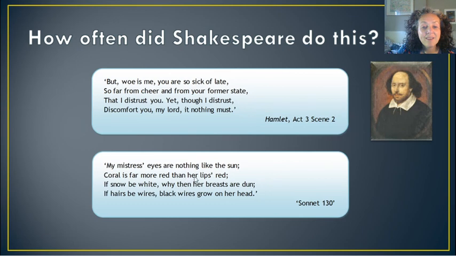Coral is far more red than her lips' red. If snow be white, why then her breasts are dun. If hairs be wires, black wires grow on her head.